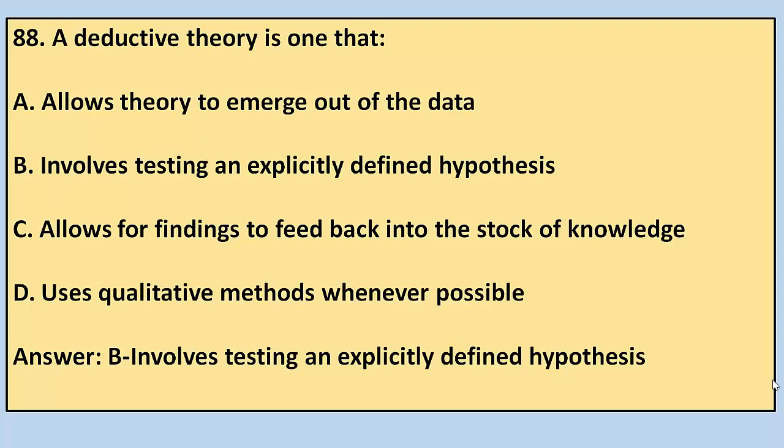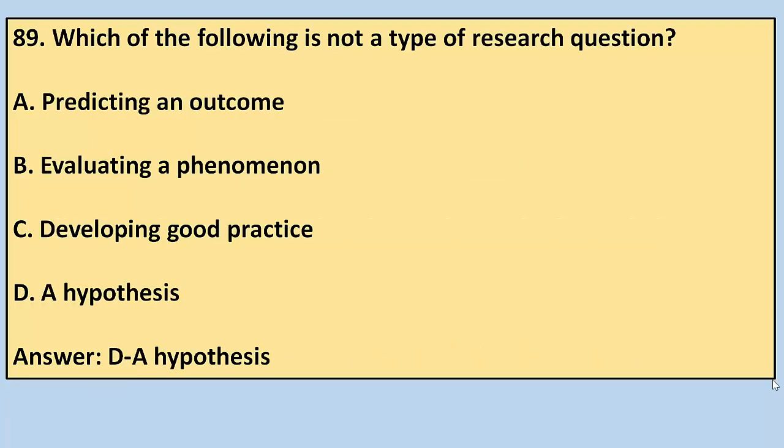A deductive theory is one that: allows theory to emerge out of the data, involves testing and explicitly defined hypotheses, allows for findings to feed back into the stock of knowledge, or uses qualitative methods whenever possible. Answer is B. Involves testing and explicitly defined hypotheses.